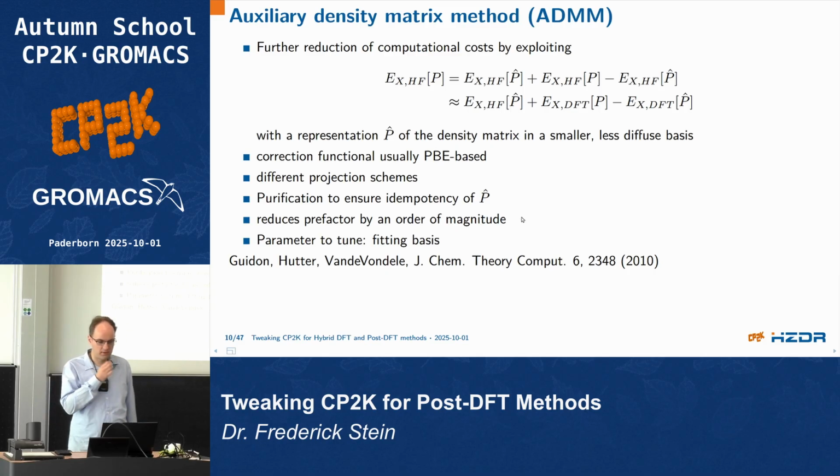This method now allows us to reduce the prefactor by something like an order of magnitude, making simulations on the Hartree-Fock level and also hybrid level feasible. But of course, this approximation introduces another set of parameters, namely you have to find a suitable fitting basis for this new density matrix. Fortunately, you don't have to do that yourself. CP2K comes with a large library of potential fitting basis sets for all different purposes that you may find in practice.